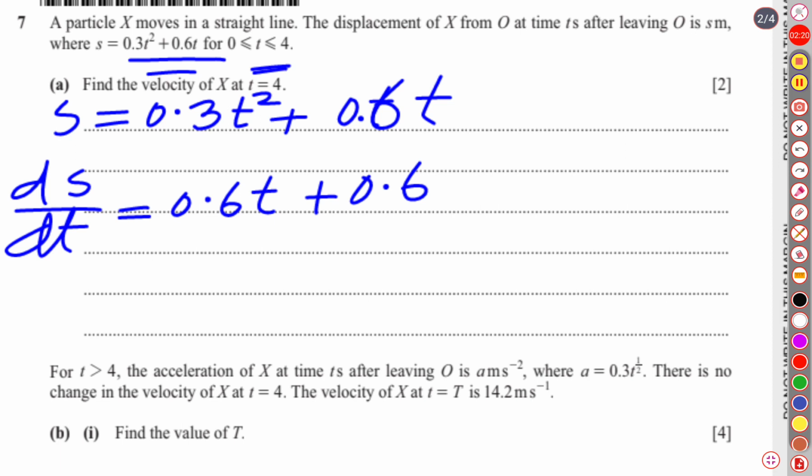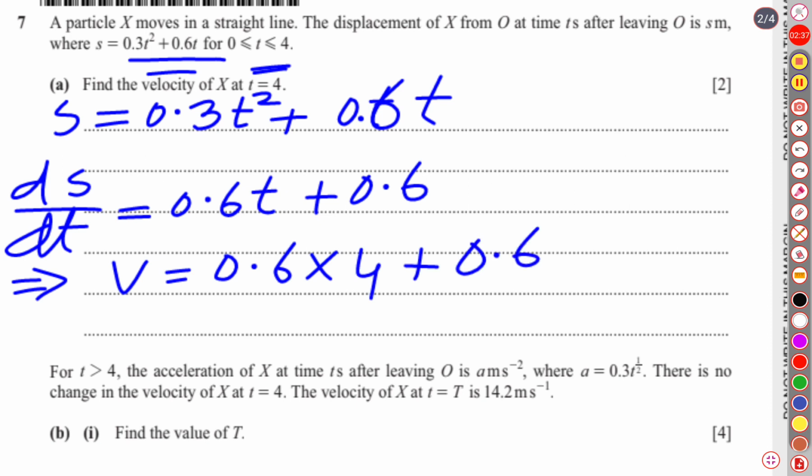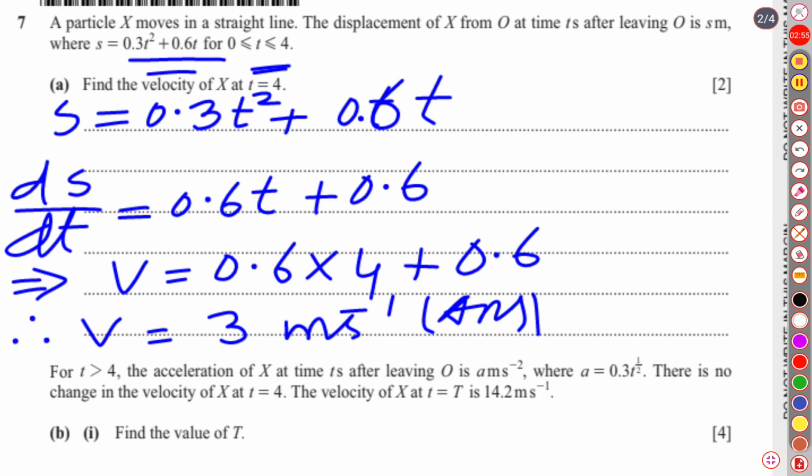Let us write v is equal to, instead of t we are going to substitute 4. Time is 4 seconds, so 0.6 into 4 plus 0.6. Hence our velocity when t is 4 is equal to 2.4 plus 0.6, that means 3.0 meters per second. That is the velocity when t is 4.